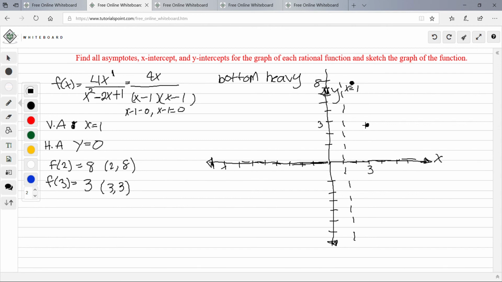I'm still iffy. I'm not 100% sure. I know it's going to look something like this, but I want to be really detailed, so I'm going to use another point, f of 4. If you plug 4 into the function, you should get 16 ninths, and that's about 1.7. So our point is going to be 4, 1.7. So here's 4. 1.7 is about here.